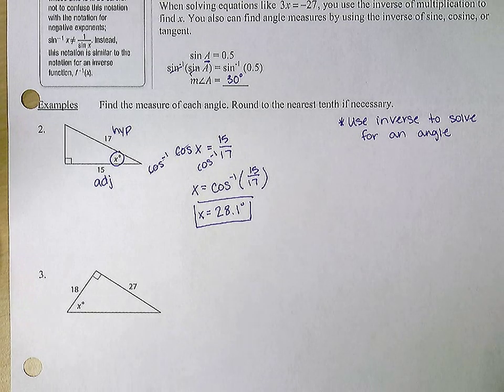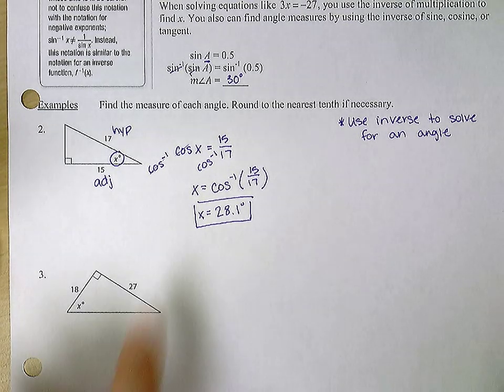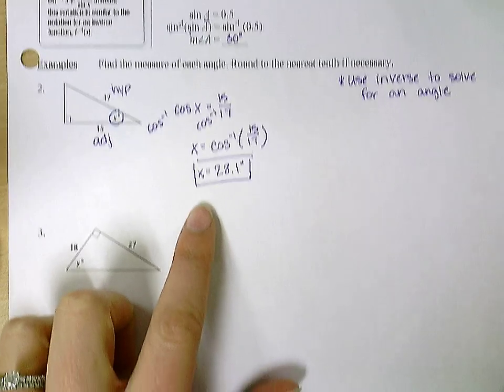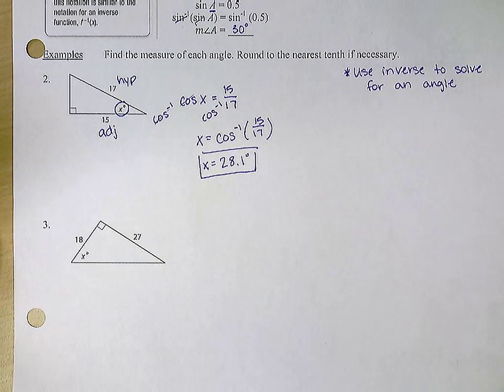All right, questions on that example right there? All right, do number 3. Easy clap. Do number 3.